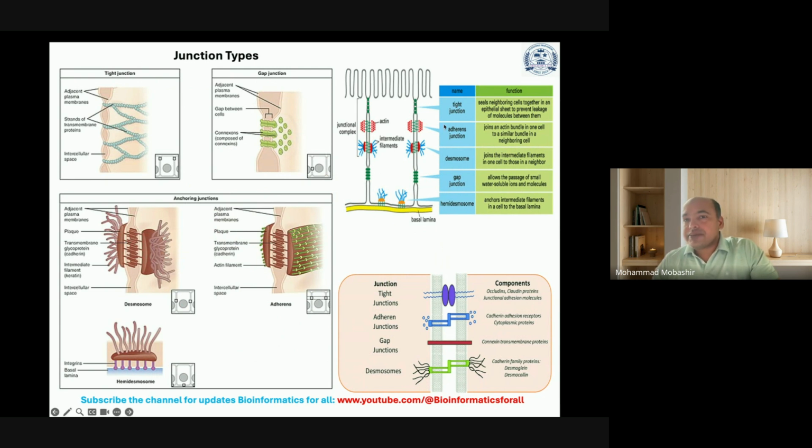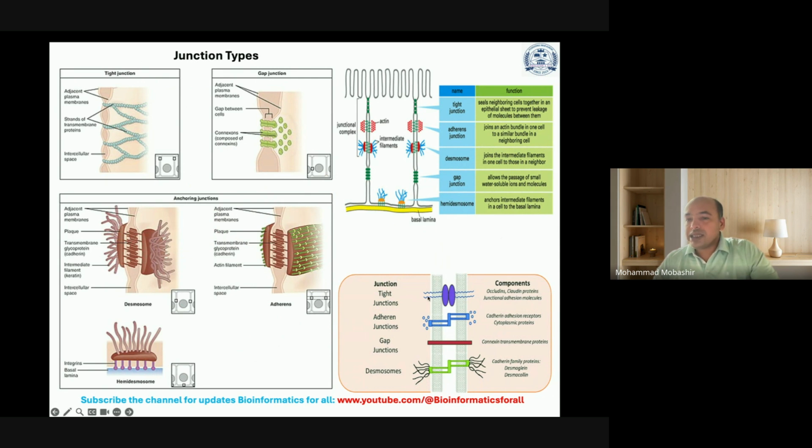Tight junction seals neighboring cells together in an epithelial sheet to prevent leakage of molecules between them. Adherens junction joins an actin bundle in one cell to a similar bundle in a neighboring cell. Then desmosomes join the intermediate filaments in one cell to those in a neighbor. Gap junction allows the passage of small water-soluble ions and molecules. Then hemidesmosomes anchor intermediate filaments in a cell to the basal lamina.